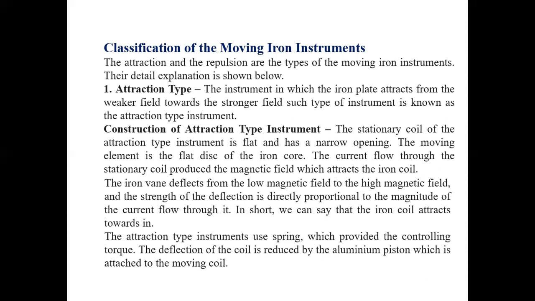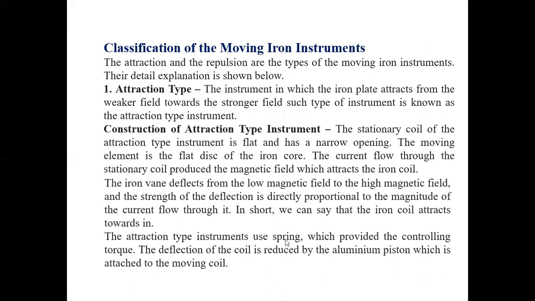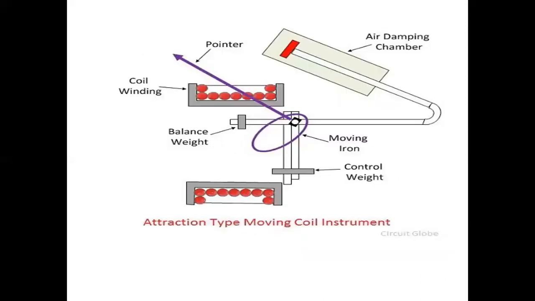The attraction type instrument uses a spring, which provides the controlling torque. The deflection of the coil is reduced by the aluminium piston, which is attached to the moving coil. This is the construction of the attraction type moving iron instrument. This is the moving coil, and this is the controlling weight for the controlling torque. The other connections are the same: balance weight, control weight, and air damping chamber.